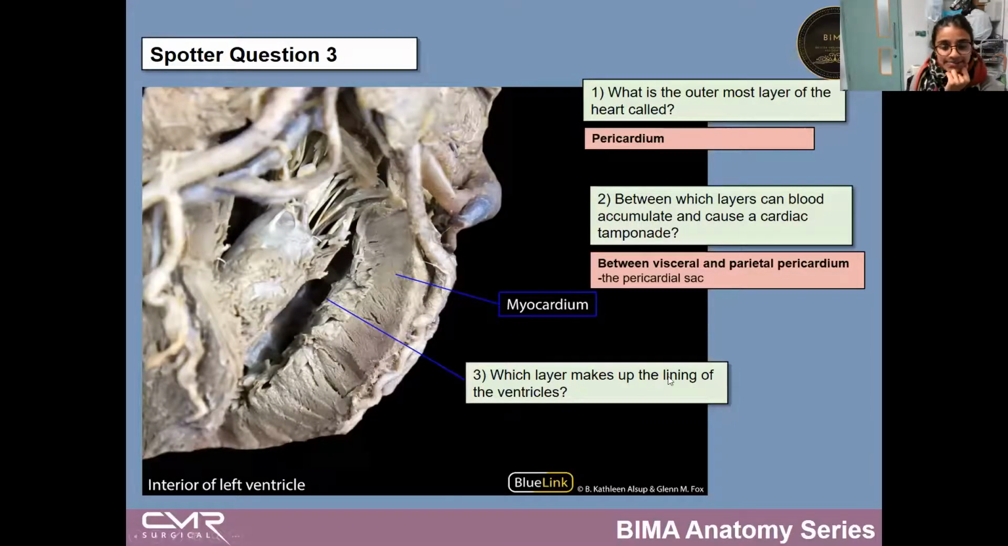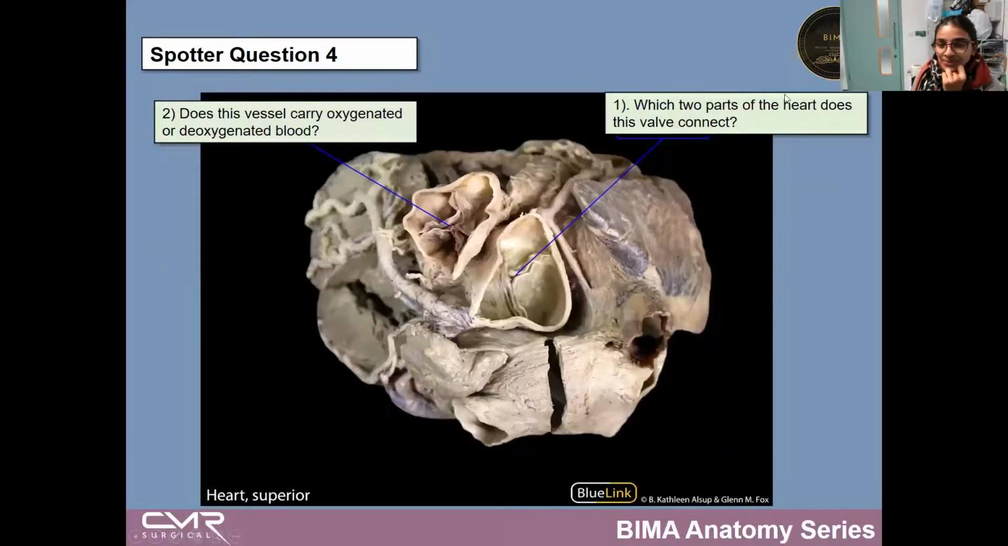So which layer makes up the lining of the ventricles? We spoke about this as well earlier. Can you remember? You've got your pericardium, then your myocardium, and then your endocardium, of course. Yes. Well done. Endocardium. Now, which 2 parts of the heart does this valve connect?